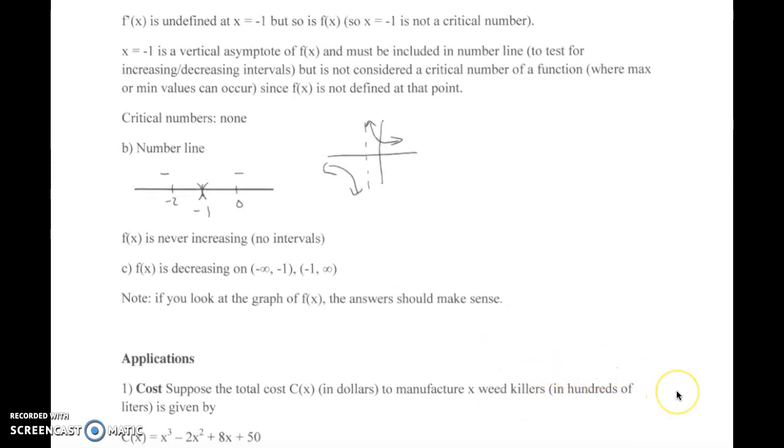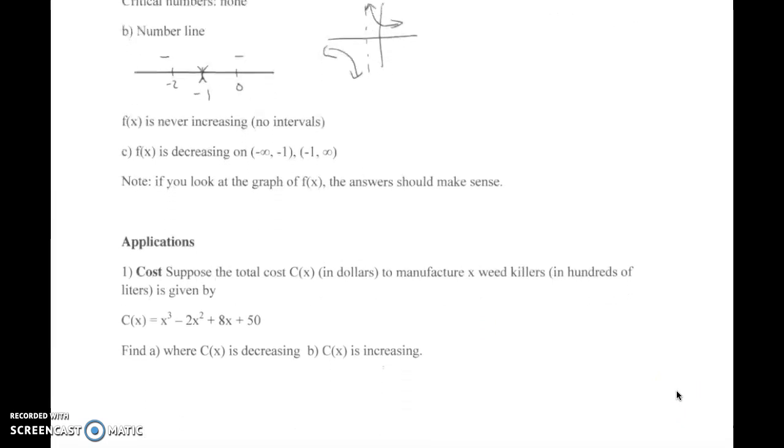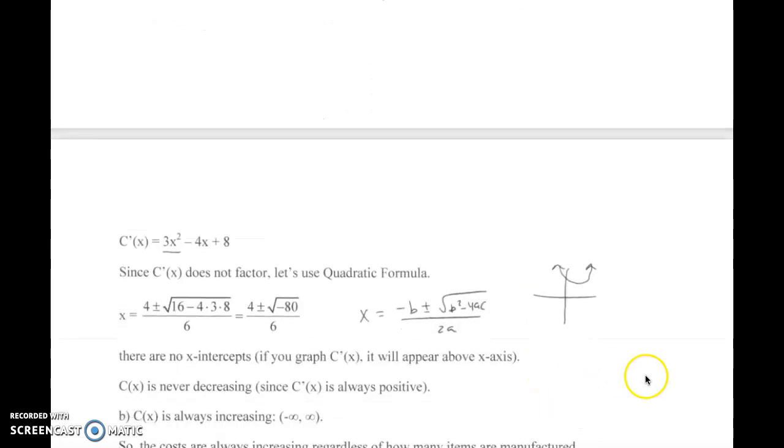Let's quickly look at an application. Here we have a cost function given by x cubed minus 2x squared plus 8x plus 50. And we again want to find the values where it is increasing and decreasing. Let's take the derivative first. When we take the derivative, we have 3x squared minus 4x plus 8. This does not factor, so we want to use the quadratic formula, and it is always an option whether you want to factor or not.